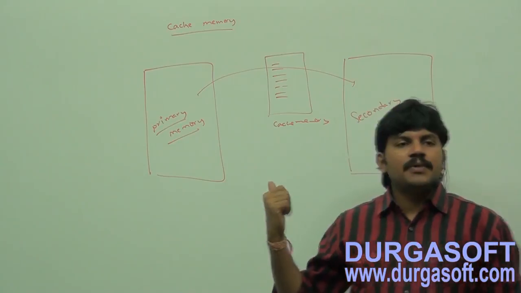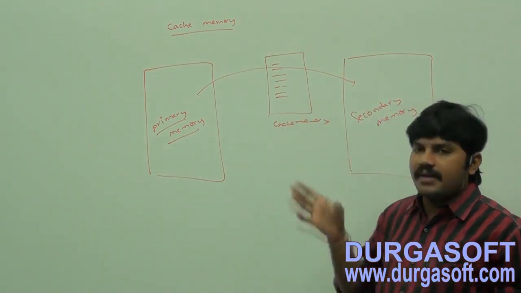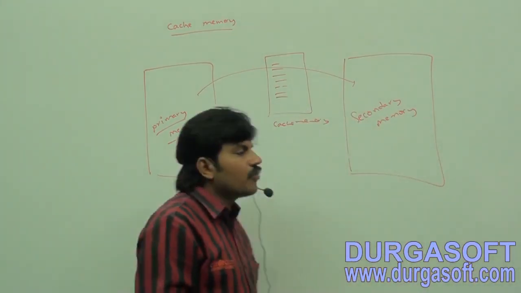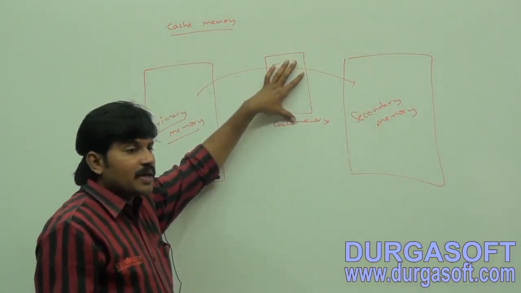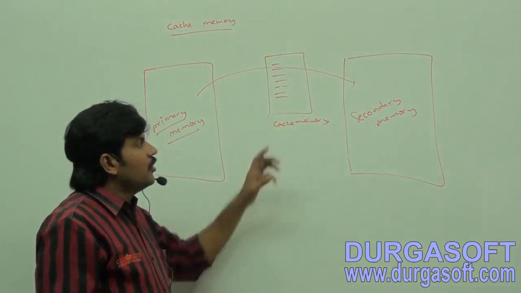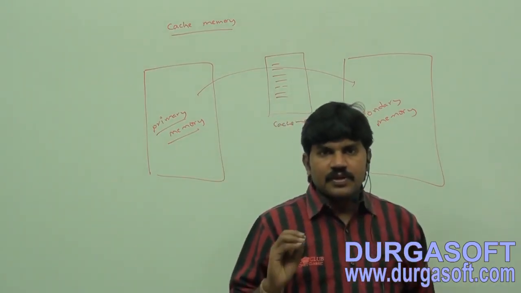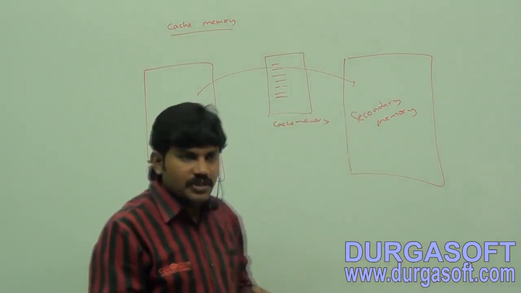Cache memory concept came in the middle just to improve performance, because the repeated results and repeatedly required code we have to store here. But cache memory is costly memory. Okay, this is costly memory only. So in cache there are some properties that are going to be satisfied.